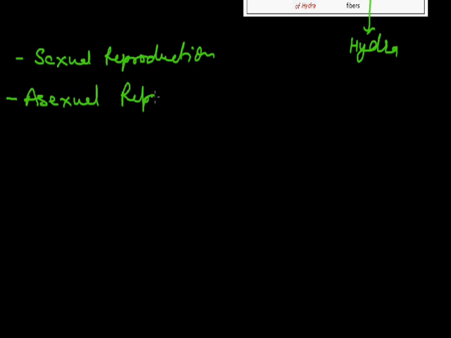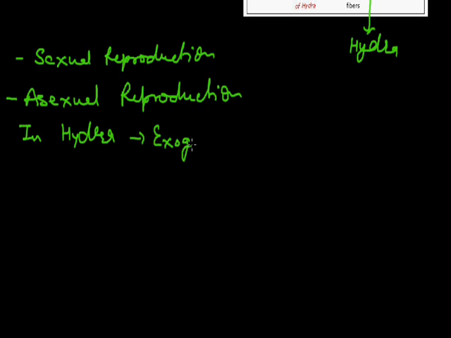In this group, sexual reproduction is present, and asexual reproduction also occurs through budding. In these animals, especially in hydra, reproduction occurs through exogenous budding. Exogenous means the bud is formed outside the body. We call this exogenous budding.